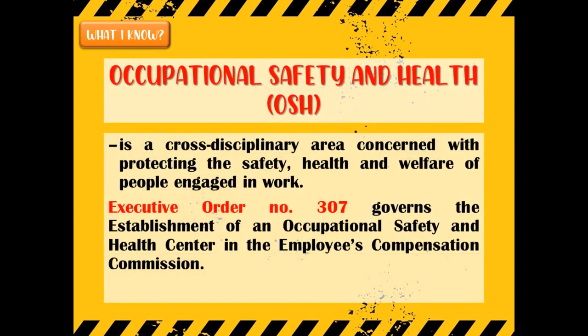Occupational Safety and Health, or OSH, is a cross-disciplinary area concerned with protecting the safety, health, and welfare of people engaged in work. Executive Order Number 307 was passed that governs the establishment of an Occupational Safety and Health Center in the Employees' Compensation Commission.